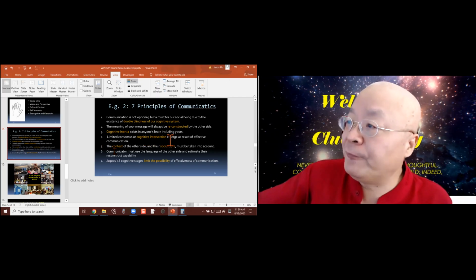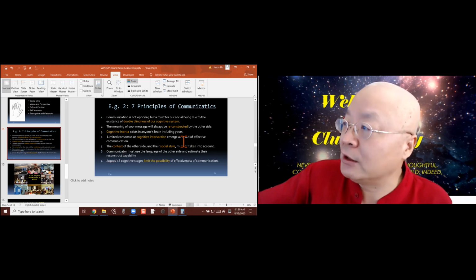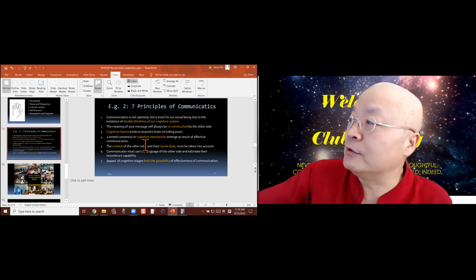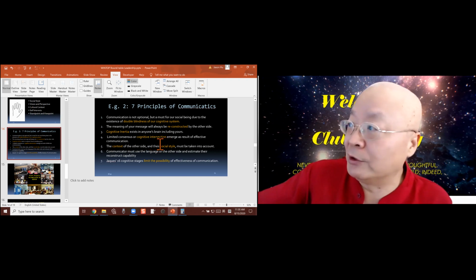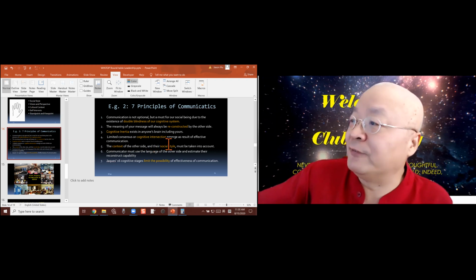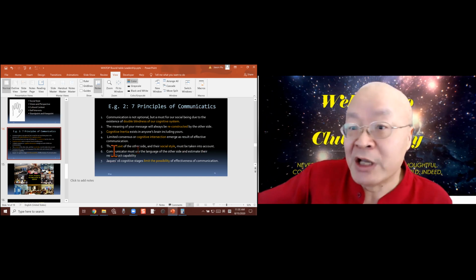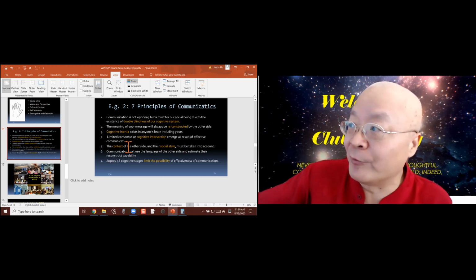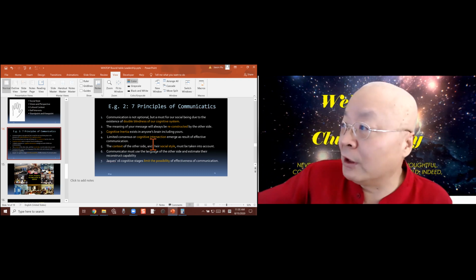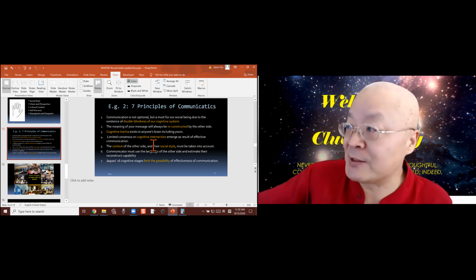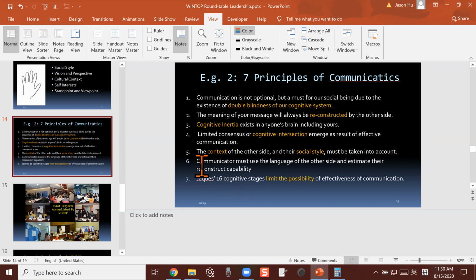And number 4, limited consensus, or cognitive intersection. Intersection here is the mathematical term. It emerges as a result of effective communication. In other words, if your communication is not effective, you will not have this intersection emerging. Number 5 is that the context of the other side and their social style must be taken into account. And a lot of us without this training will not be aware of the importance of this.